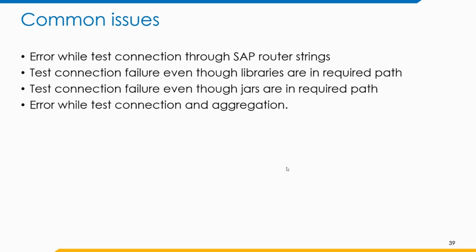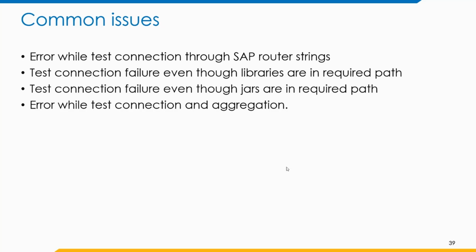Coming to test connection failures. If test connection failures are occurring, we need to specify the system library paths correctly. In the VA system that we already have in place, we need to specify the path to the correct jar files and the library that is located.